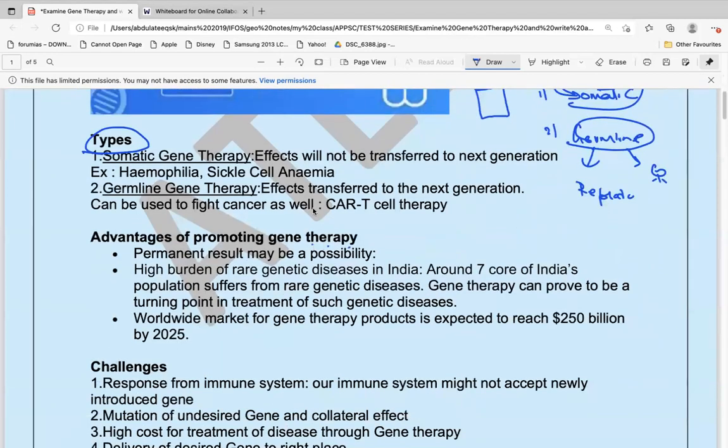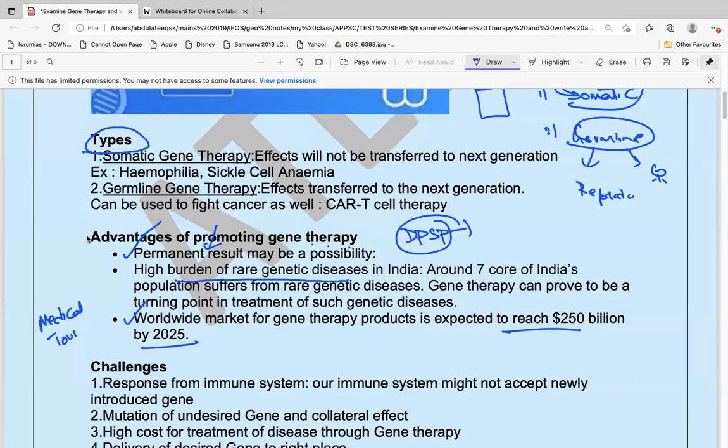Advantages of promoting gene therapy. Okay, so a permanent result may be possible. We have a high burden of rare genetic diseases like the ones I have mentioned, sickle cell anemia or hemophilia. These are so many problems that India especially is facing. And this can also be a kind of medical tourism. It can be promoted. Worldwide there are so many such genetic problems. If India can develop these gene therapies, it can also be a good market. Firstly, for the health disease burden, especially for the people of India, this can be an effective treatment. So it can also help fulfil the DPSP, the social justice role of the government.